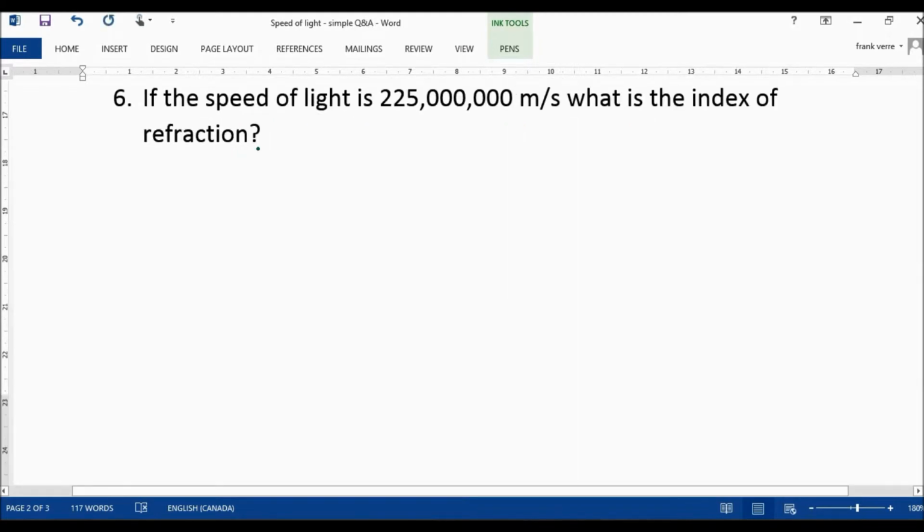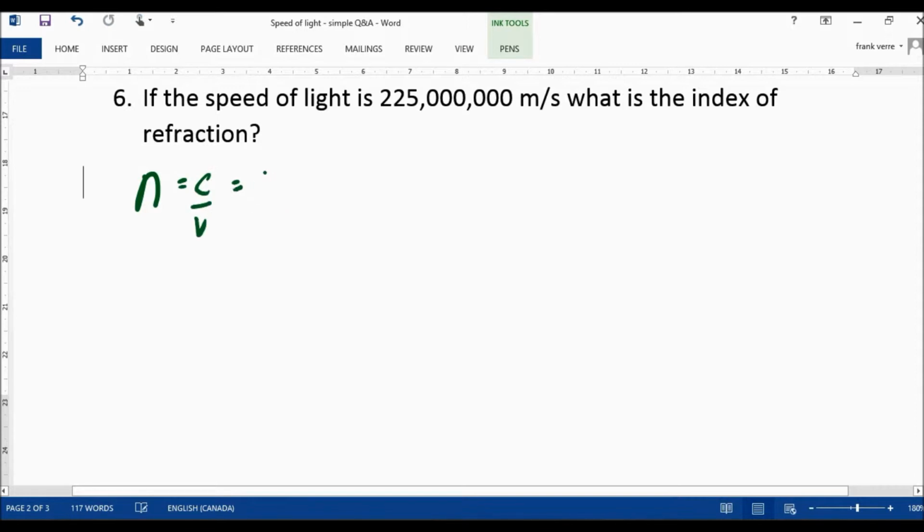All right, so now let's take a look at this question. What is the index of refraction of some substance? There's no name for the substance. If the speed of light in that medium is 225 million meters per second. So let's take a look. So the equation for the index of refraction is n equals c over v.